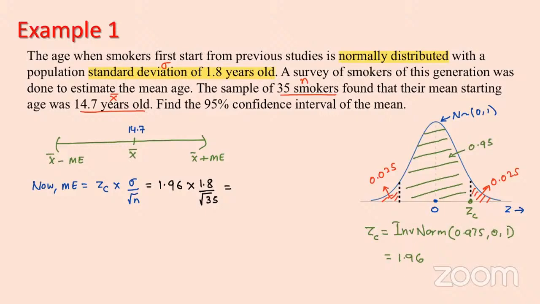1.96 times 1.8, divide that by the square root of 35. 0.5963, perfect. 0.5963. Make sure everybody checks that, because you must know how to use the calculator and find that value.